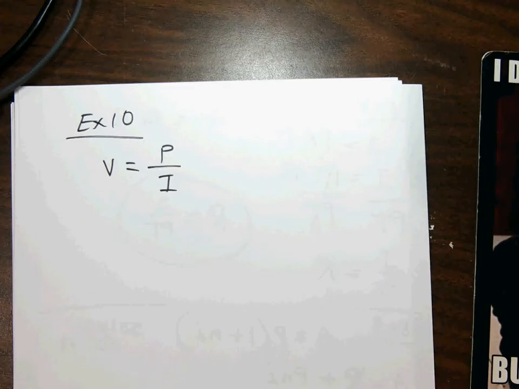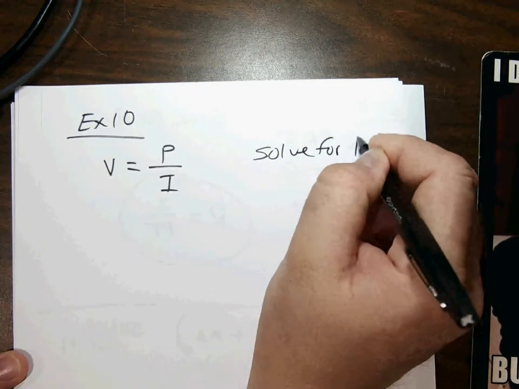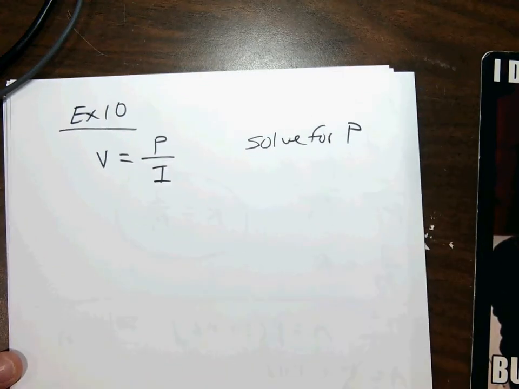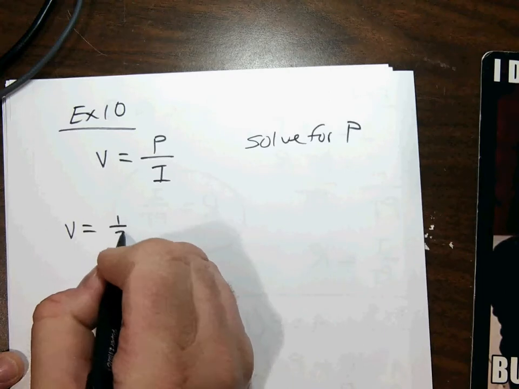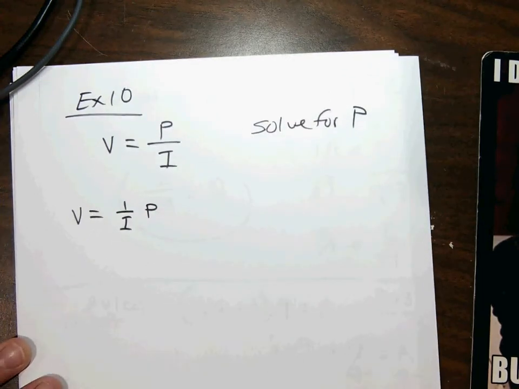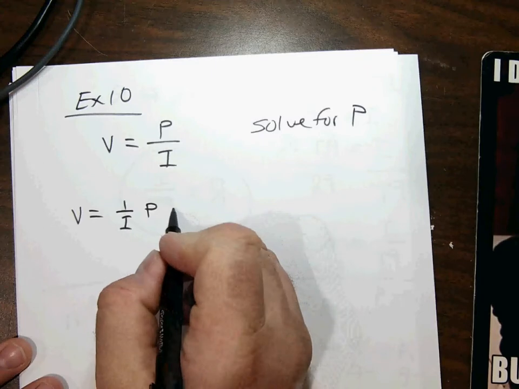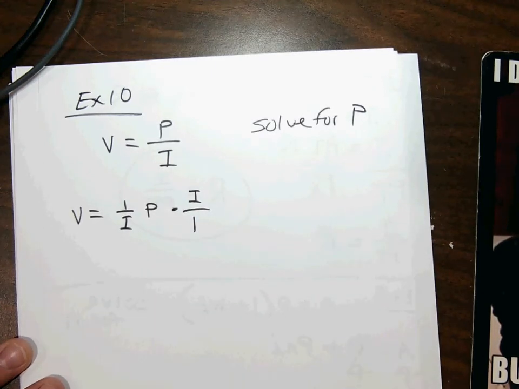I. Arrange these formulas to solve for P. Solve for P. I want P equals, not V equals. Well, what do I have here? I really have a coefficient of 1 over I times P, don't I? That's just a different way to write it. It's a fractional coefficient of 1 over I times P. How do I undo that? I multiply by the reciprocal. So I'll multiply by I over 1 on both sides.